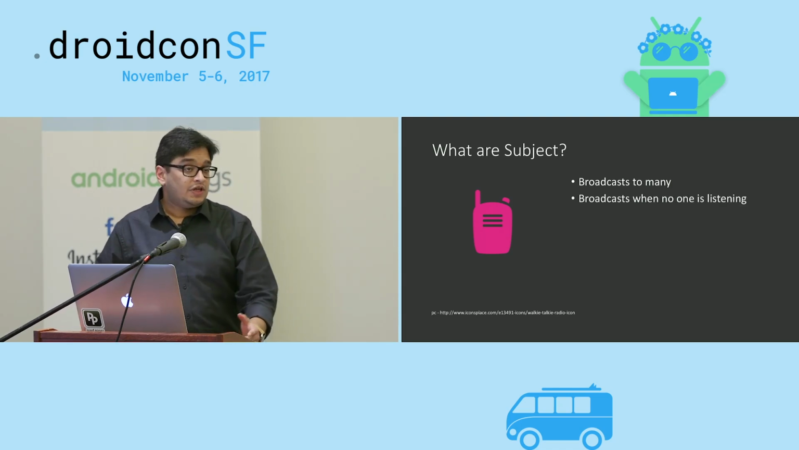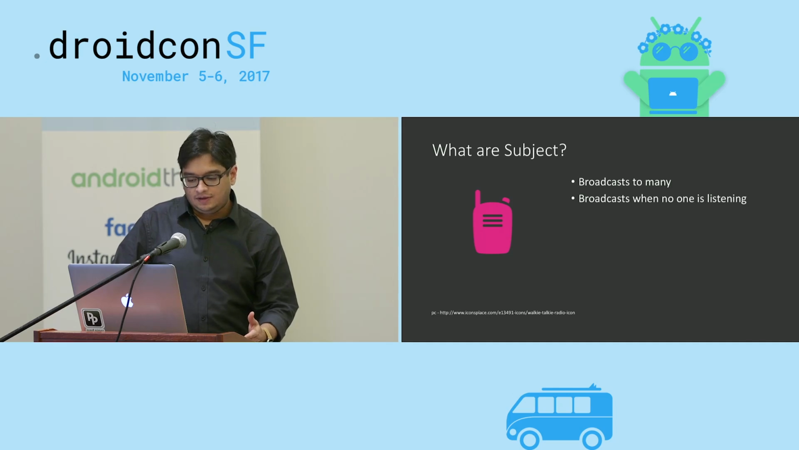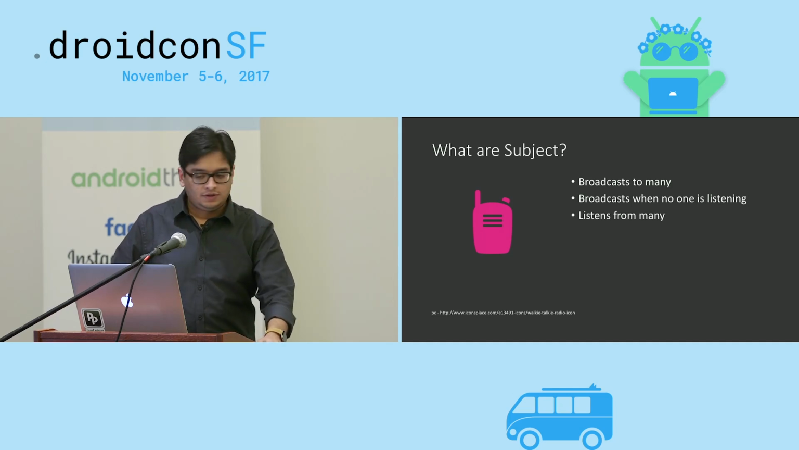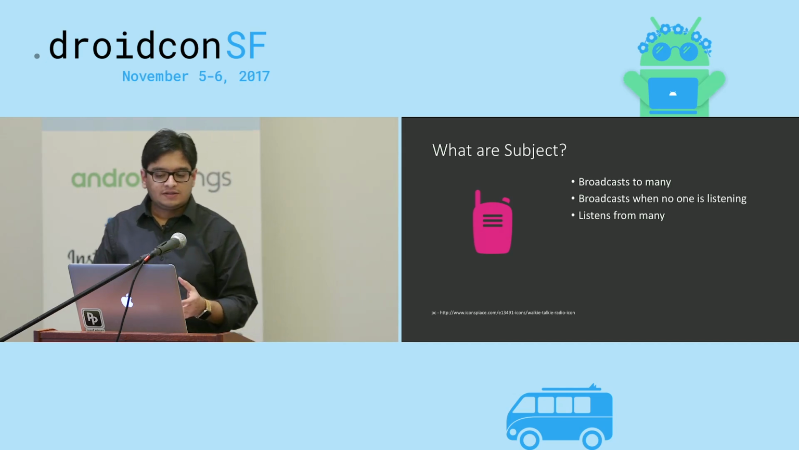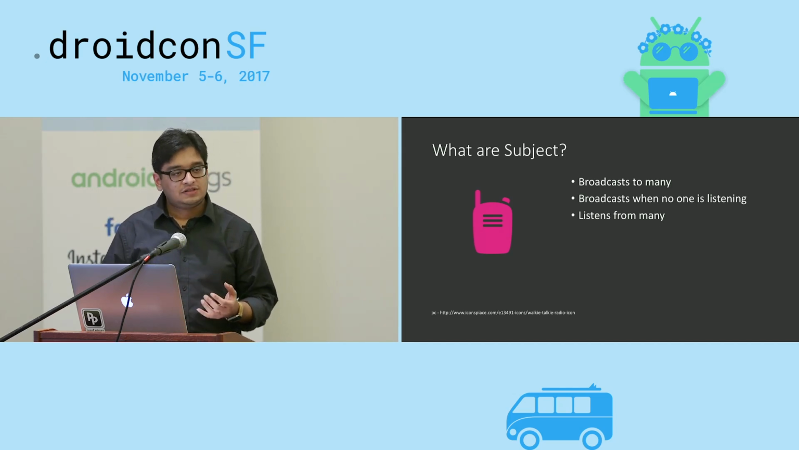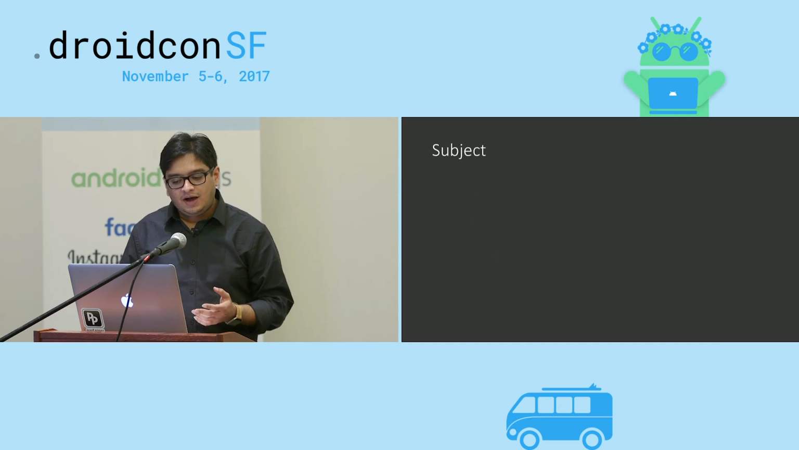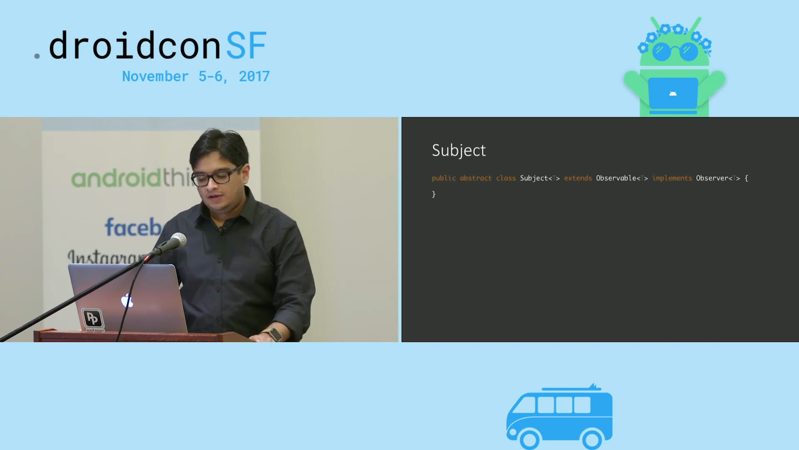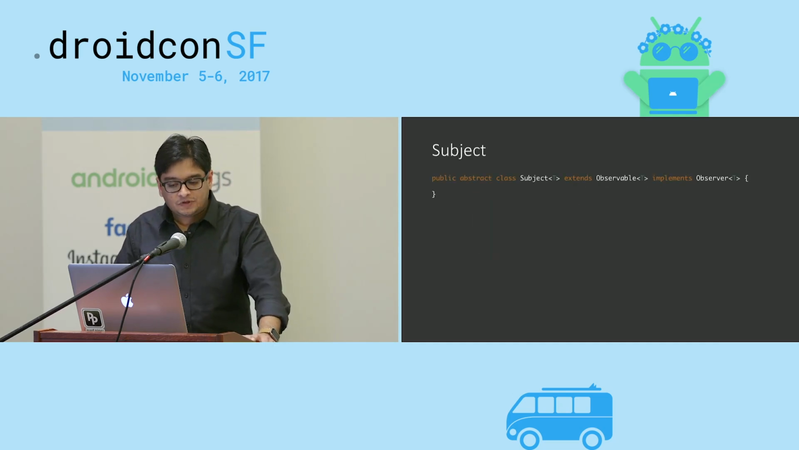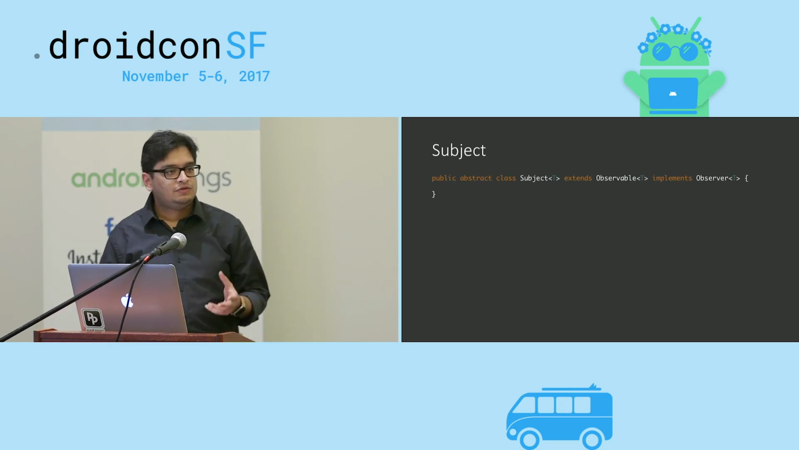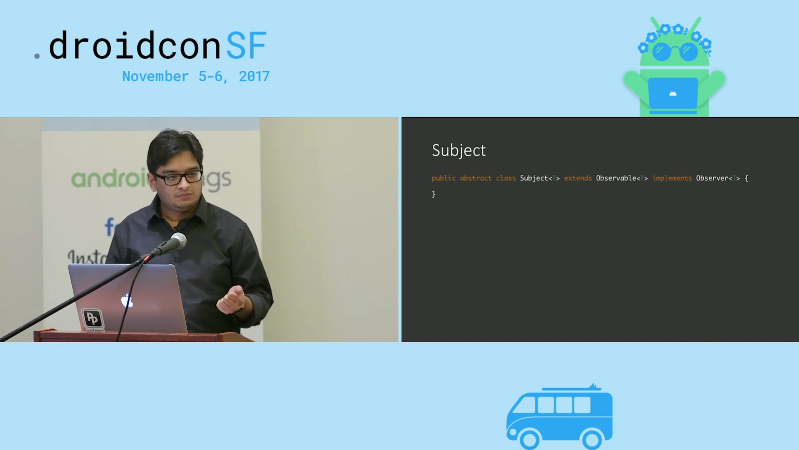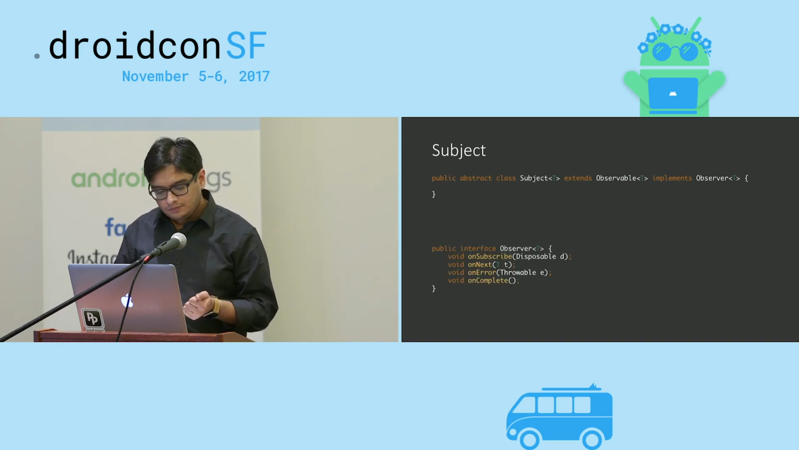They can broadcast when nobody else is listening, and they can listen from many different participants in the same channel. So that's what subjects really are. If you look at this, they are an observable as well as an observer. And how is that possible? So that's the code. Subjects basically extend observable and eventually implement observer, and that's how they get both the roles of being an observable and an observer.